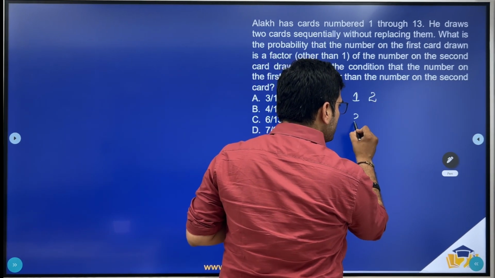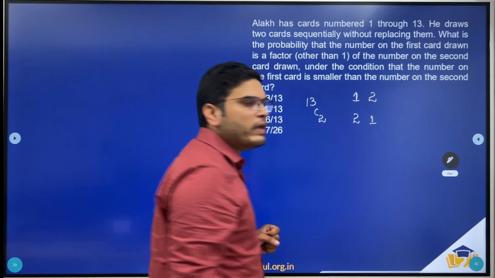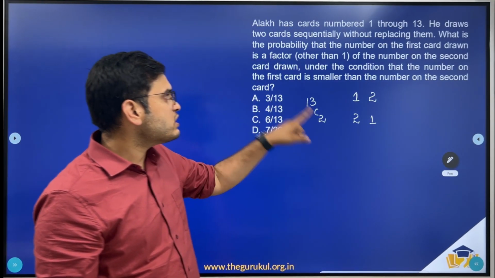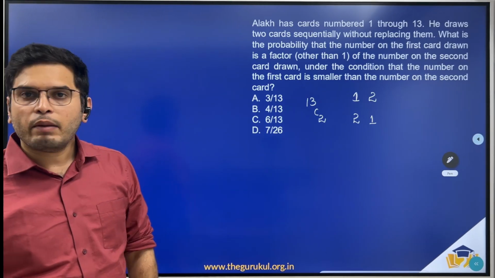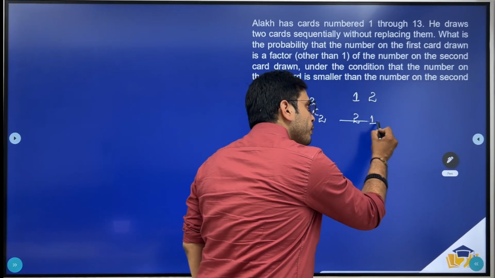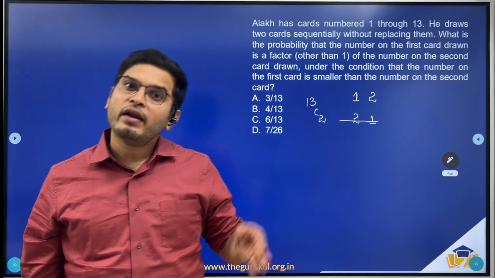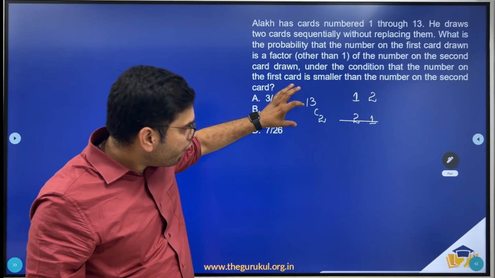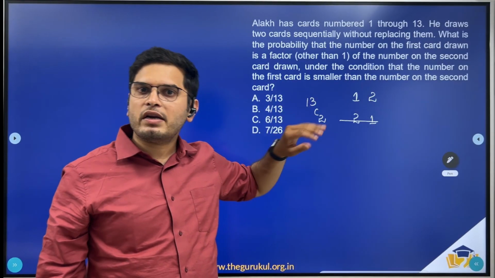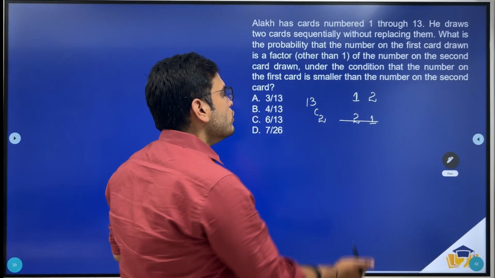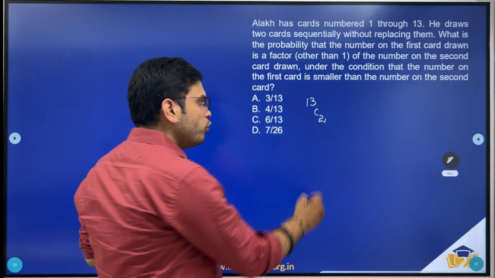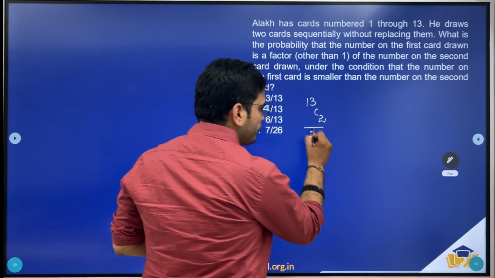So they can be arranged in two ways, 1 2 or 2 1, right? Now it is given that the number on the first card is smaller than the number on the second card. So you should not be considering this case, given that the first card should be smaller than the second card, right? So for every selection, you should be considering half of the cases only, right? So the total number of outcomes would be 13C2 by 2, right?